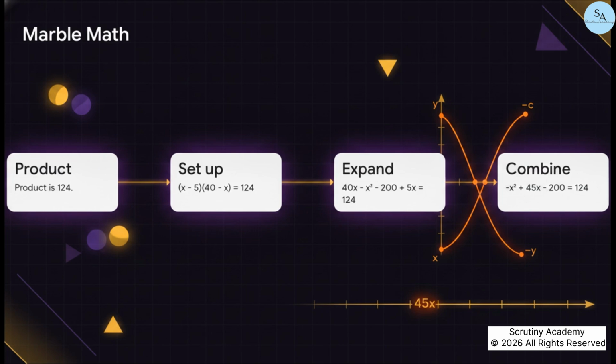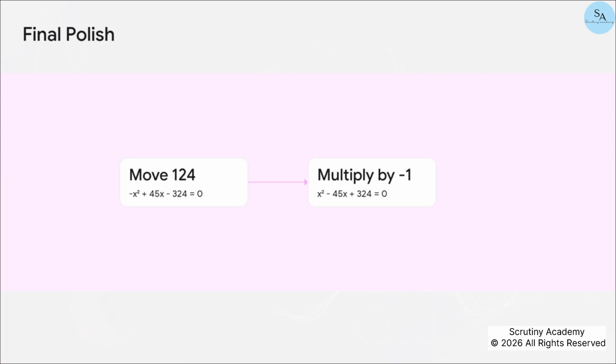Let's expand those brackets step by step. We multiply our x terms, and then our numerical terms, being super careful with our negative signs, right? Once expanded, we combine our x terms together in the middle, leaving us with negative x squared plus 45x minus 200 equals 124. To finish this off, we just need to bring that 124 over to balance the whole equation to 0. Subtracting 124 from both sides gives us negative x squared plus 45x minus 324 equals 0.